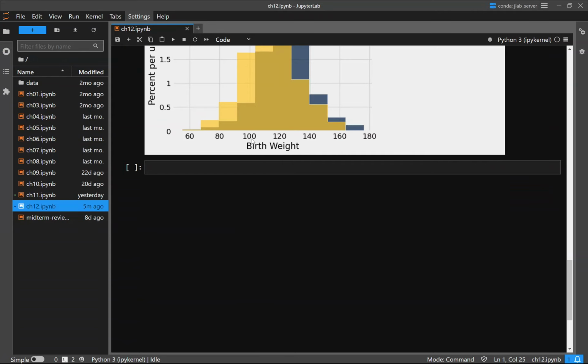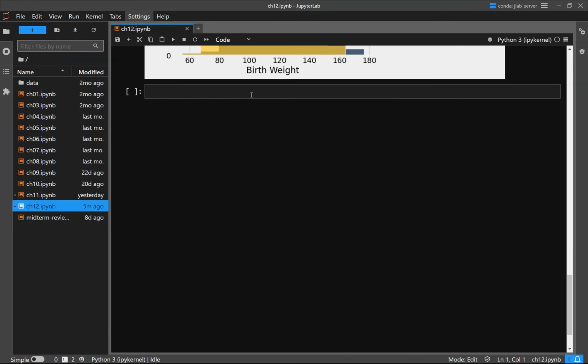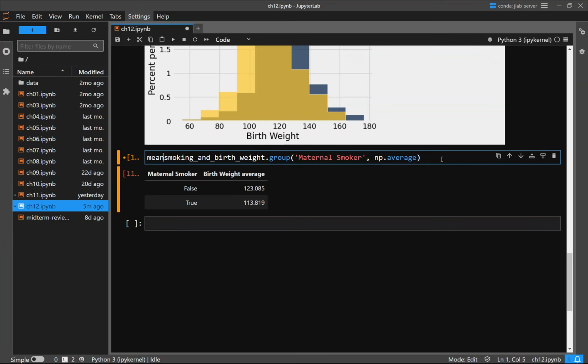Okay, so this is going to be important. These are the averages here. Let's call that the means table.